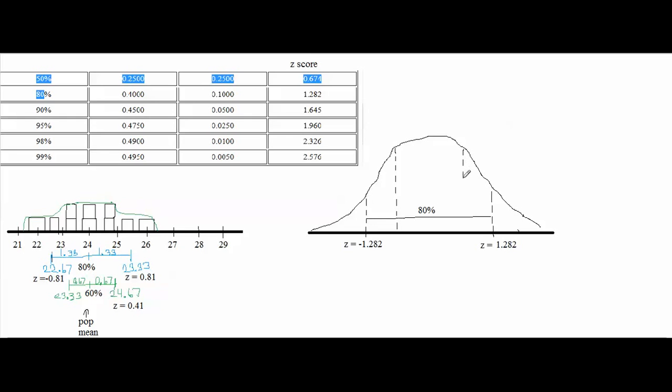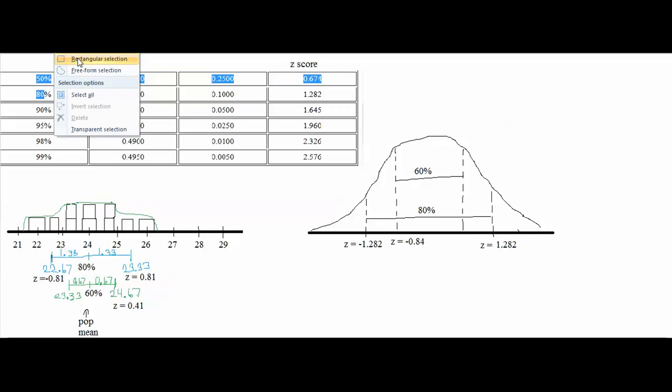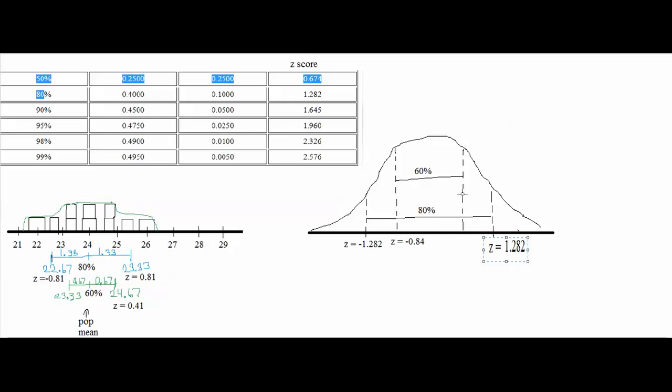So let's imagine that in this sampling distribution, 60% of the samples are between these 2 points. The z-score at the lower boundary of the middle 60% will be negative 0.81. I'm sorry, negative 0.84. And the z-score at the upper boundary will be positive 0.84. The z-score at the upper boundary of the middle 60% will be 0.84. So notice how the z-score at the lower boundary is the opposite of the z-score at the upper boundary.